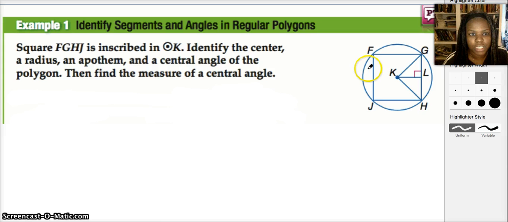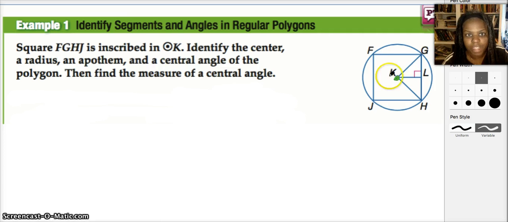The first thing we need to do is identify the center, and the center is at K. Not surprising, and I'll just use a pen to do that. All right, so there's the center. The radius, I'm going to trace in dark blue. We've just been through this, so I know you guys are like, this is too easy. The apothem, I'll let that be purple. That's my apothem.